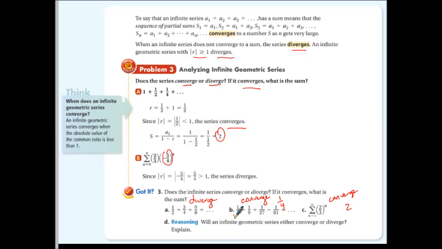Will an infinite geometric series either converge or diverge, and explain? So yes, it will. If the absolute value of r is less than 1, it converges. If r is greater than or equal to 1, it diverges. Simple as that. So yes, if the absolute value of r is less than 1, it's a converge. If r is greater than or equal to 1, it's a diverge.